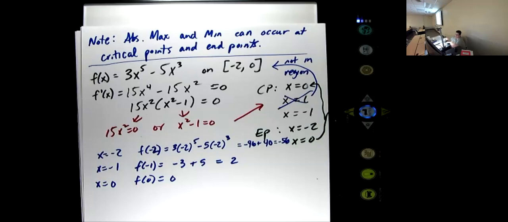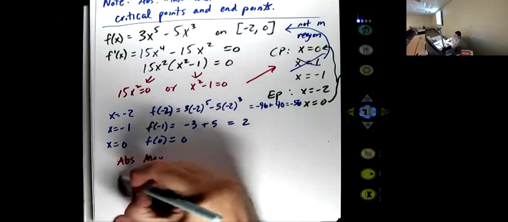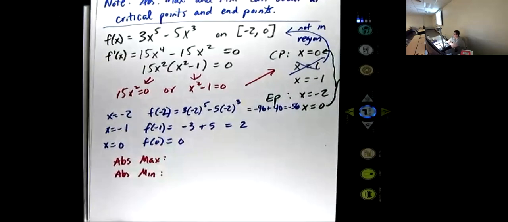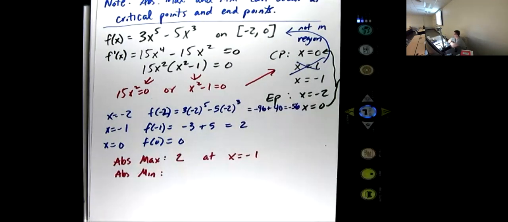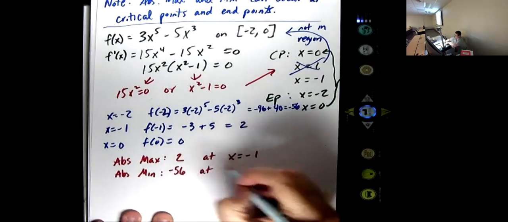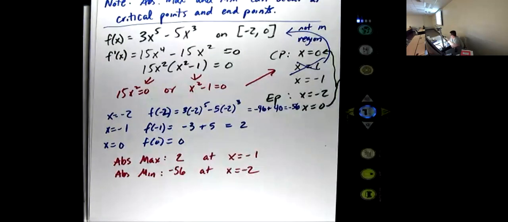So what is my absolute max and what is my absolute min? Absolute max of 2, x equals -1. Excellent. Absolute minimum, -56, x equals -2. Yep. Good work.